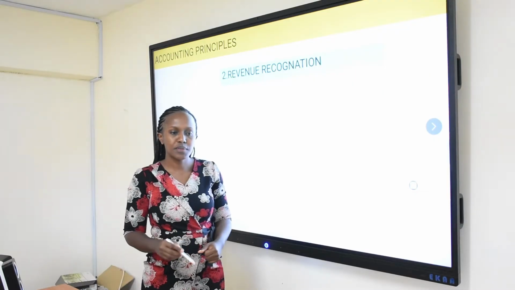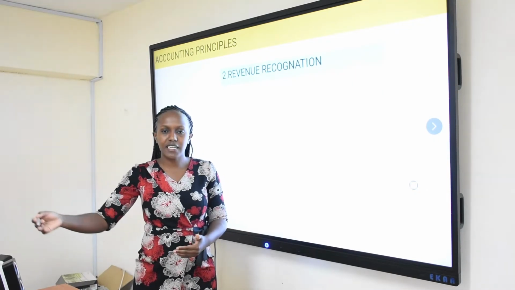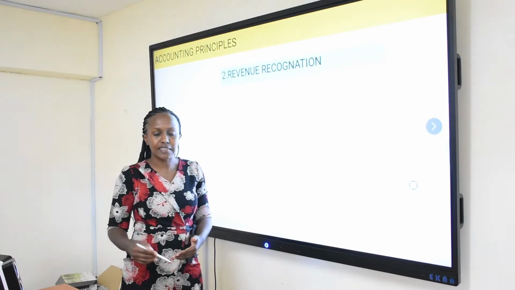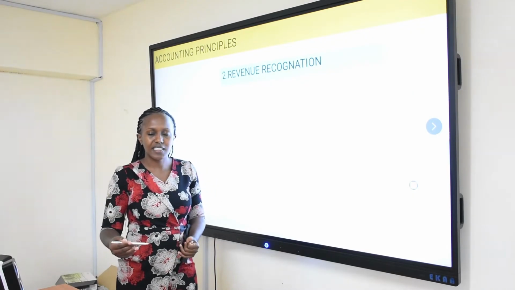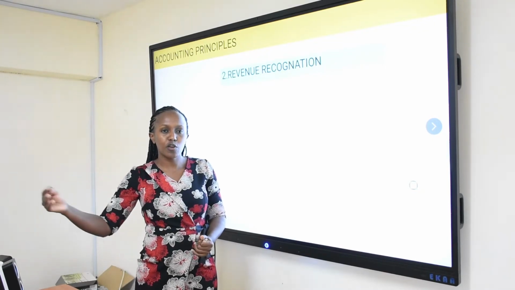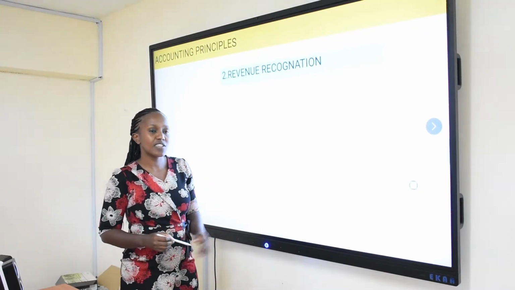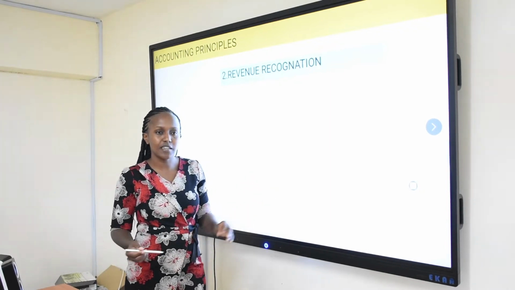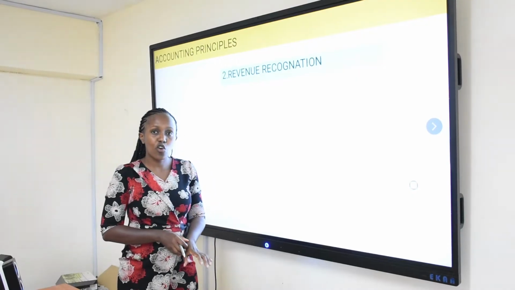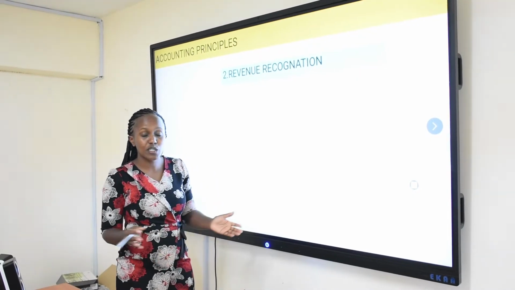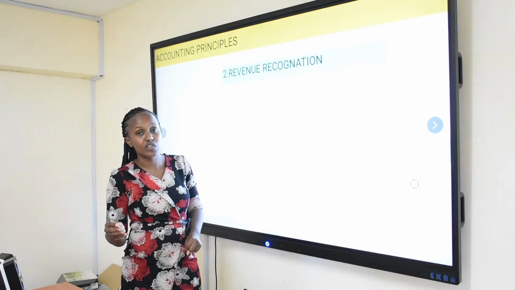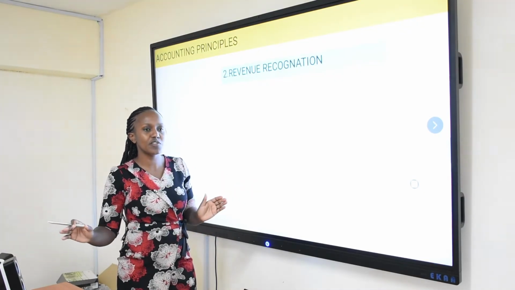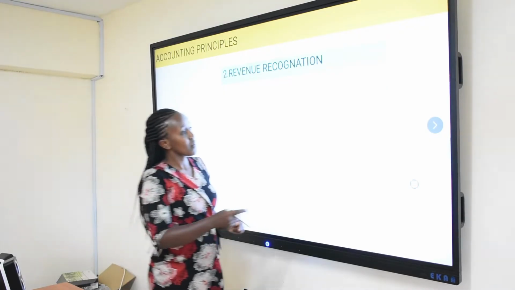For the shopkeeper, when he made the sale on credit and gave the commodity to the buyer, despite not being paid, he has earned the revenue. He has a right to receive the money for the goods' worth. So what we say is that revenue is recognized when effort has been extended, or rather, revenue is recognized when earned, irrespective of whether cash has been received or not. So you have to differentiate receiving of cash and earning of revenue. Those are two different things.